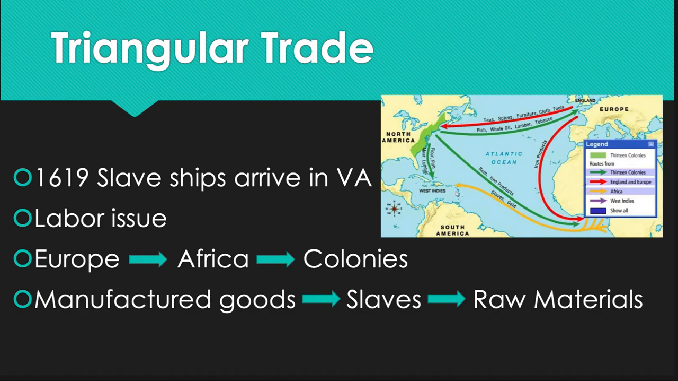So the main things that we have going on here are manufactured goods coming out of Europe, slaves coming out of Africa, and raw materials coming out of the colonies. And triangular trade here is where we're going to see each of these different sections of the triangle benefit from what they give and from what they take in other places.